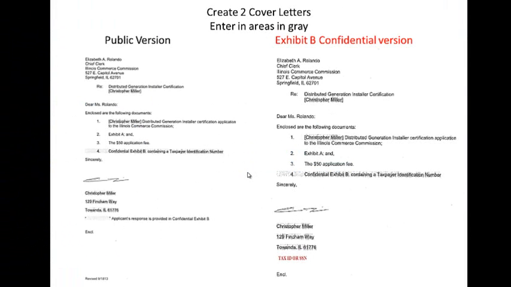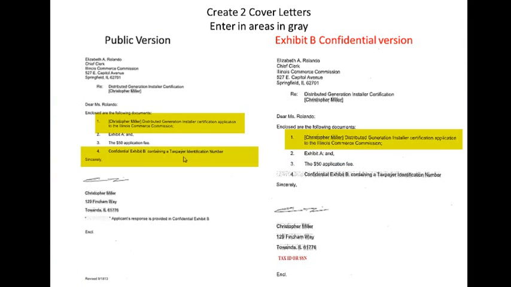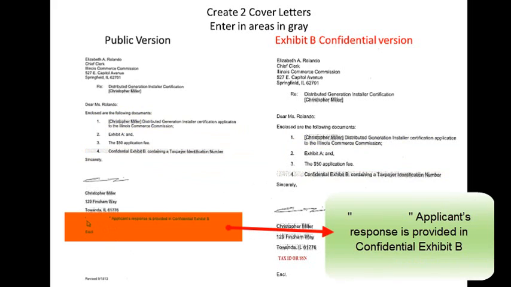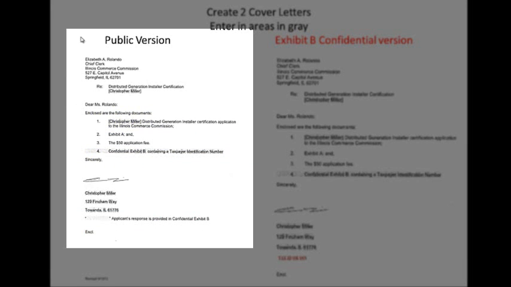So once we have that, this is the very first page of the entire paperwork submission. You're going to have a public version and this Exhibit B confidential. So I've highlighted Exhibit B in red. Notice there is no difference between the two, other than anywhere you see gray on your application, you fill in the information that's required. If there is some sort of information that needs to be hidden, what you do is you put in quotation marks, leave it blank, or XXX, and then you say applicant's response is provided in confidential Exhibit B. So this way, this is the public version.